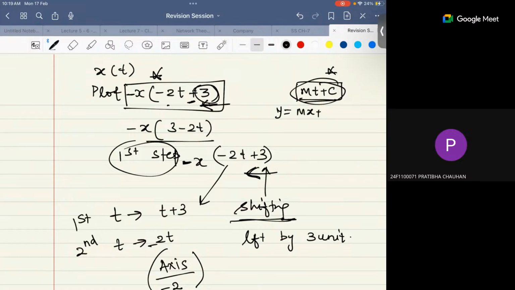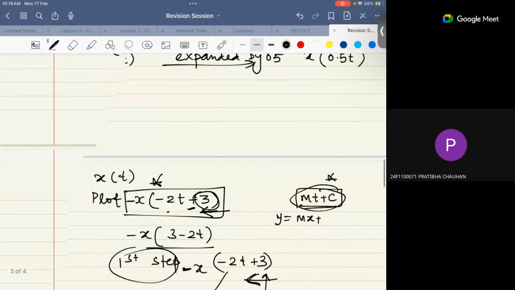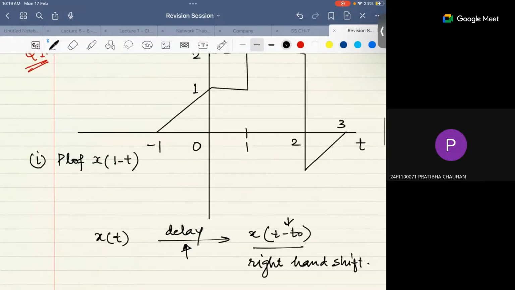Whenever you do the scaling, whenever the value of a is greater than 1, if you just ignore this minus sign for a second, if it is 2t, then whatever the axis value is, it is just divided by 2. And if it is minus 1, you can divide by minus 1 or multiply by minus 1, both are the same. So for our case, where it has been given to plot x of 1 minus t, the first step is to write it in the form y equals mx plus c, so it will be minus t plus 1.